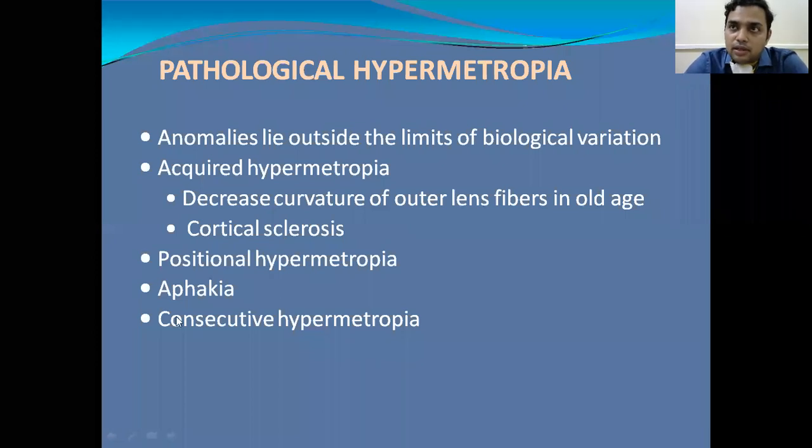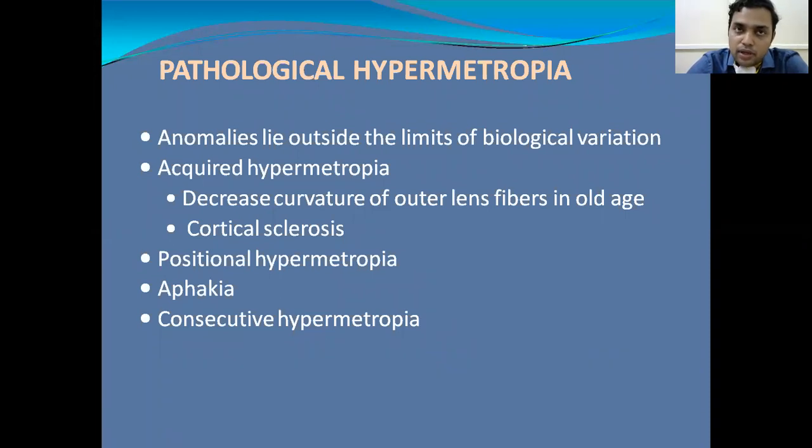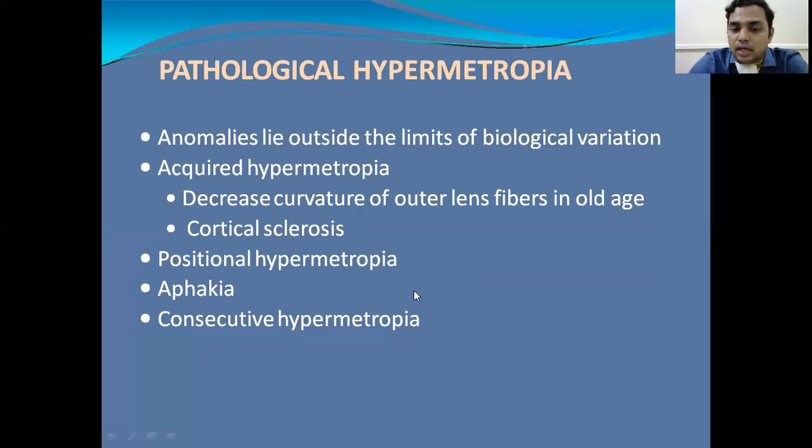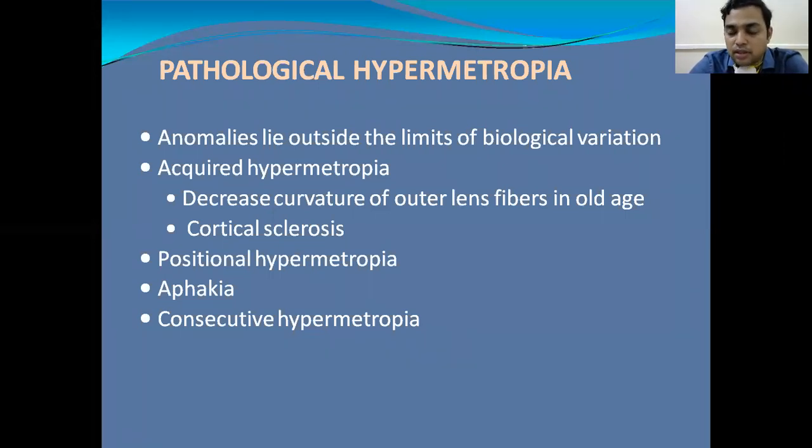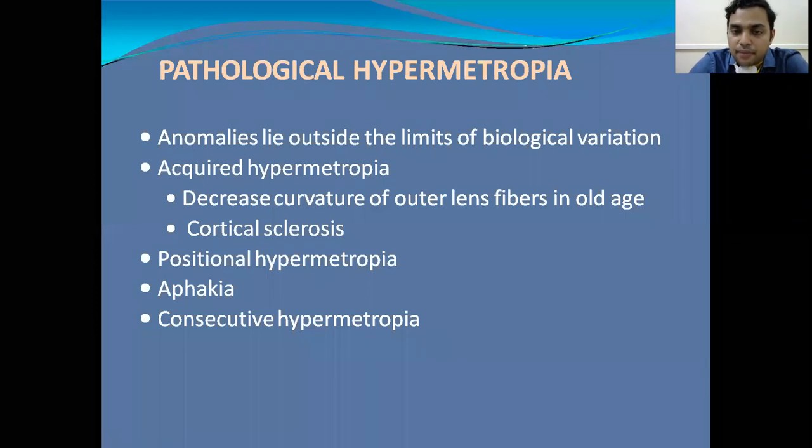Aphakia is because of the surgical removal of the lens, post cataract removal. If you don't implant the artificial lens, that leads to surgical aphakia, or it may be due to consecutive hypermetropia. Because if the patient has undergone LASIK surgery, and if there is an overcorrection of the LASIK myopic error, that leads to consecutive hypermetropia. So the myopic patient will turn into hypermetropia because of the surgical overcorrection of the myopia. That we call consecutive hypermetropia. So these are the various causes of pathological hypermetropia.